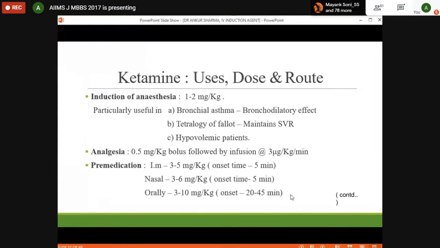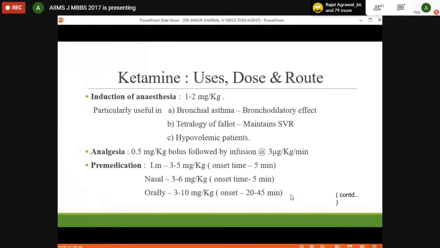There is a peculiar advantage of ketamine. What are these? Because it has bronchodilatory action, we can use it in patients with bronchial asthma. It maintains the systemic vascular resistance so that we can use it in cardiac failure. And it causes hypertension, not hypotension. All other induction agents cause hypotension, but ketamine causes hypertension, so that we can use it in hypovolemic patients. So if a question comes in your PG exam, what is the induction agent of choice in a shock patient? The answer is ketamine.